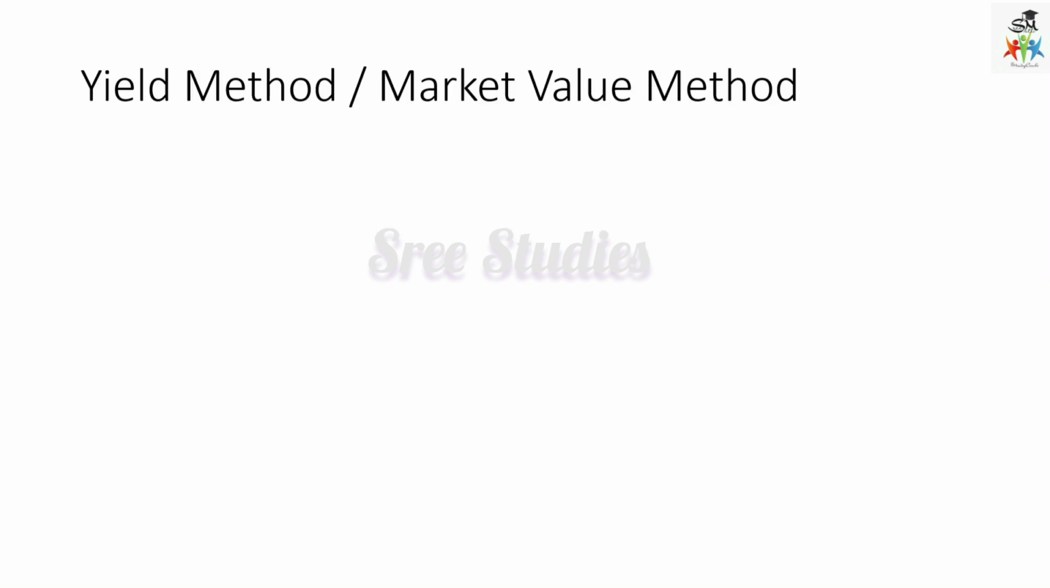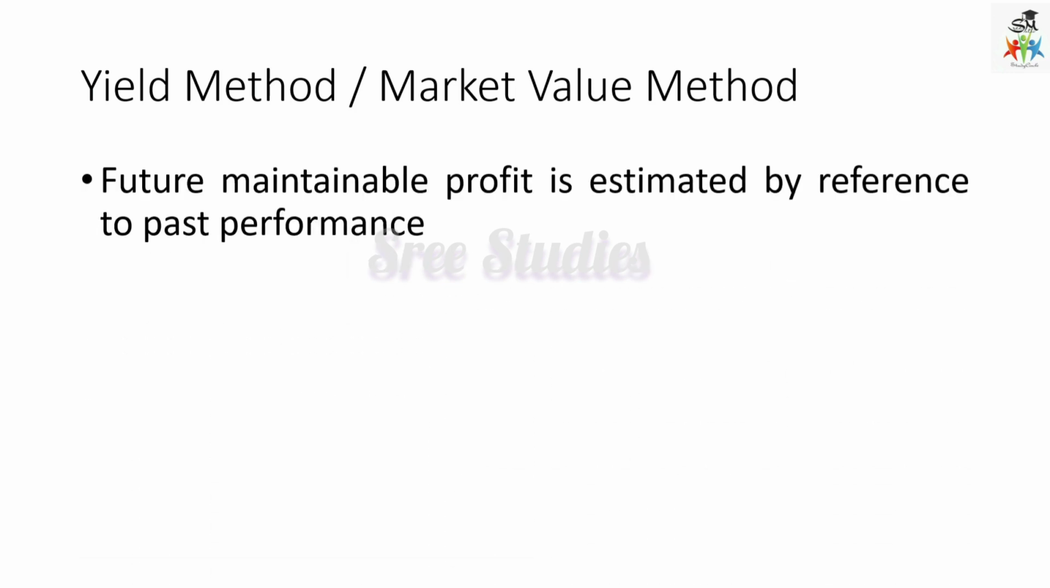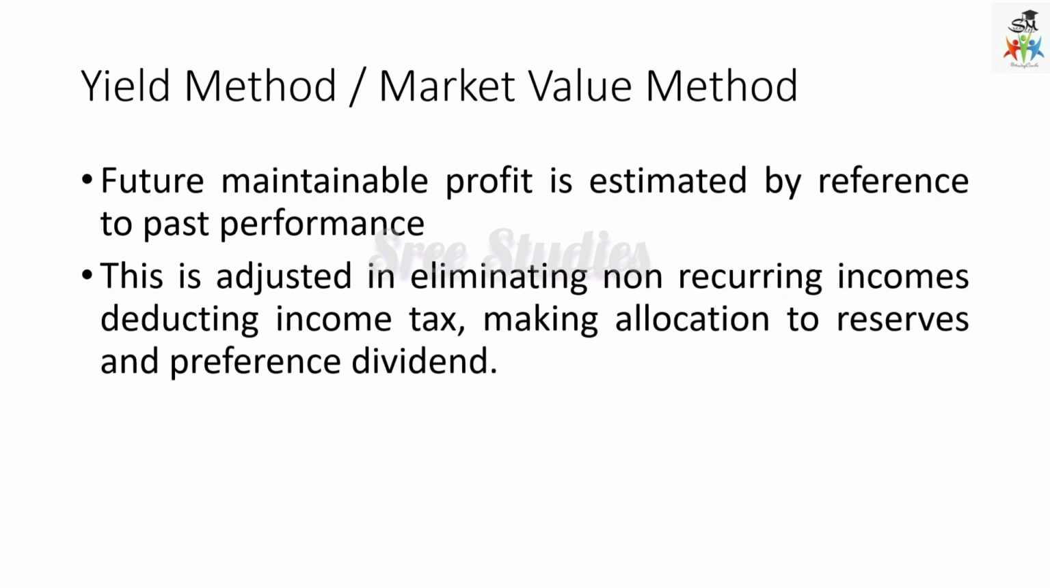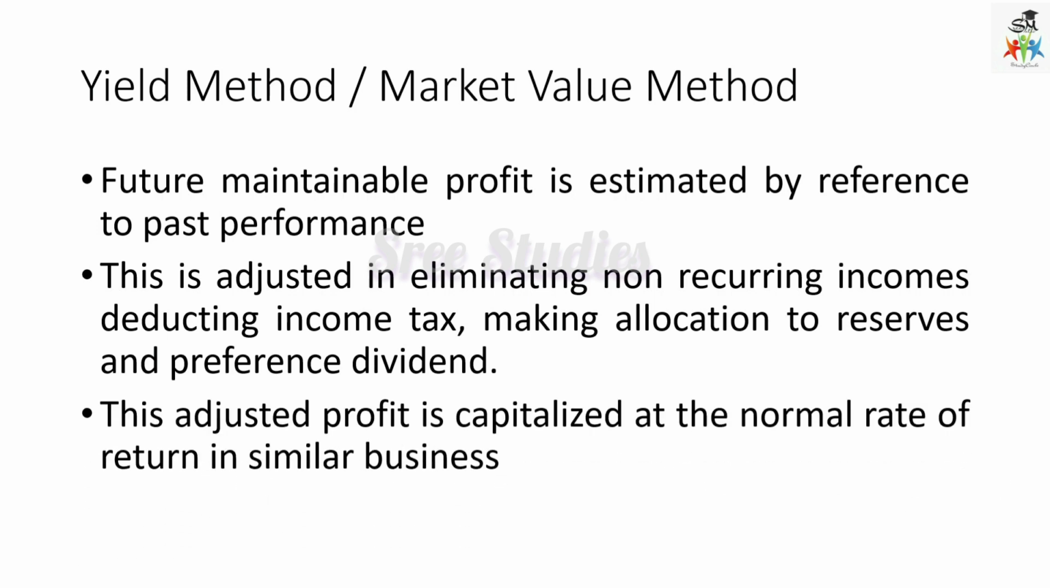The next method is yield method, or else we can name it as market value method. In this method, future maintainable profit is estimated by reference to the past performance. This is adjusted by eliminating non-recurring incomes, deducting income tax if any, and making allocation of reserves and preference dividend. This adjusted profit is capitalized at the normal rate of return received in similar types of business.